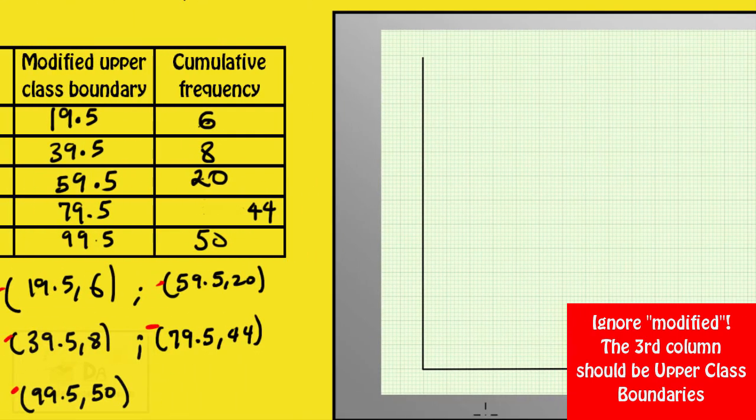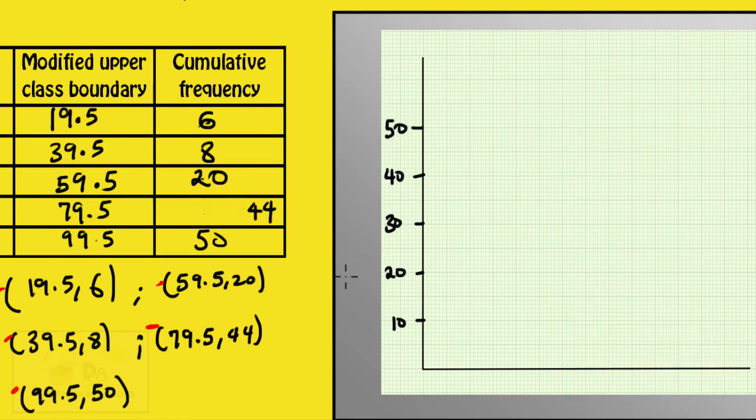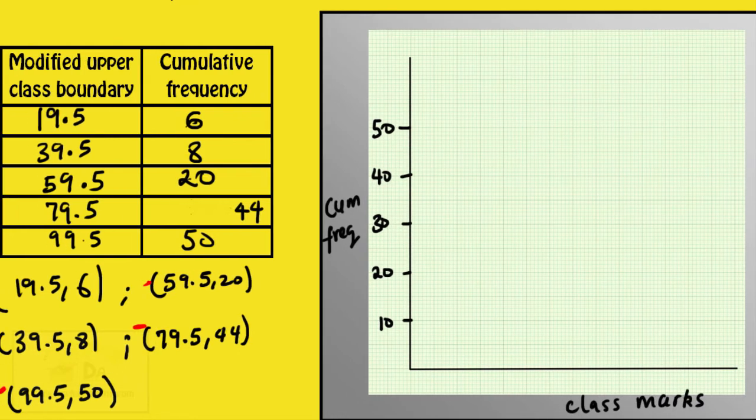So that's what I'm going to do. First, I'm going to calibrate my axis so that all these values can be located. So here I go. 10, 20, 30, 40, 50. I'm just gonna write this representing the cumulative frequencies. Here we have class marks.